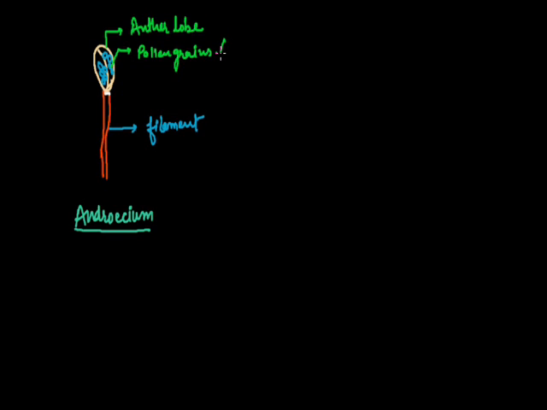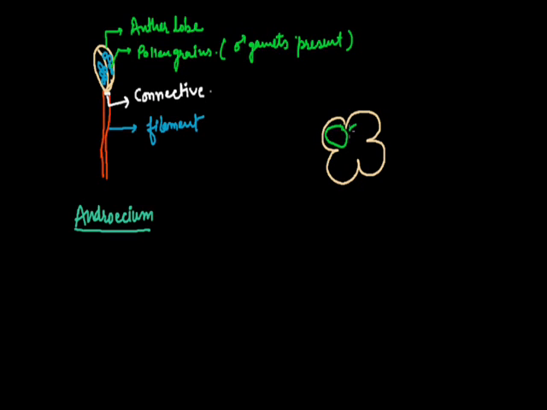These are the male gametophyte, where two male gametes are always found in the germinated pollen grains, and both the anther lobe and filament are connected by the connective. If we take a section of the anther lobe, it will look like this. It's a four-chambered structure. In the middle of the chambers, the connective is present, and in every chamber, pollen grains are formed.